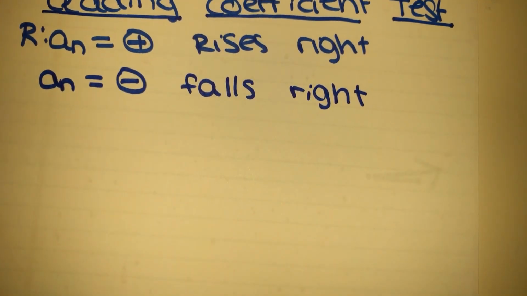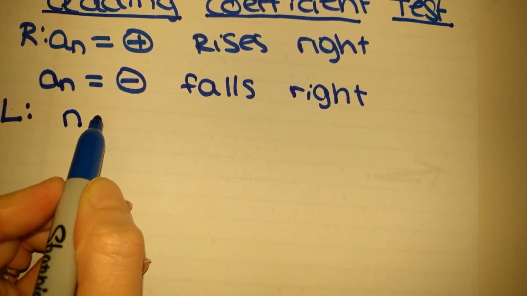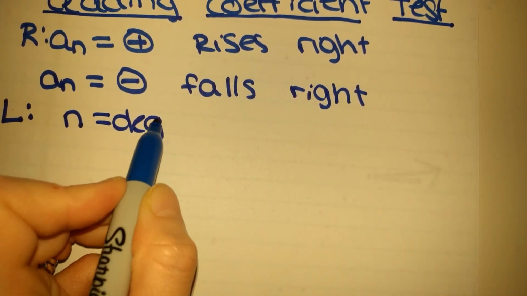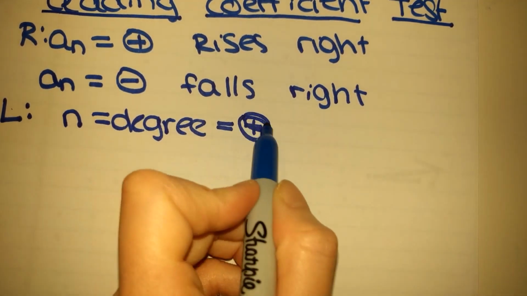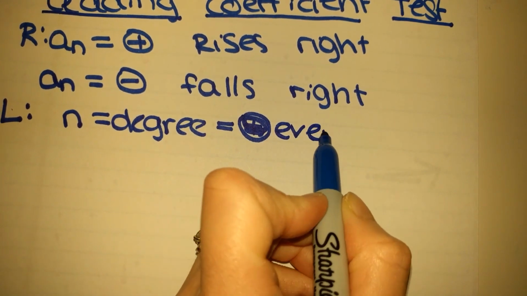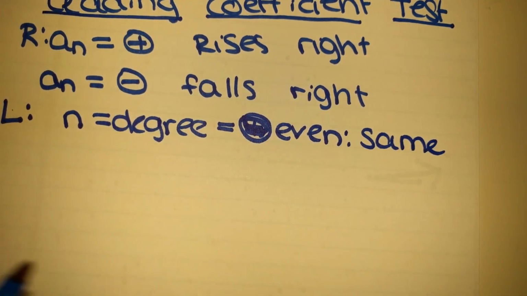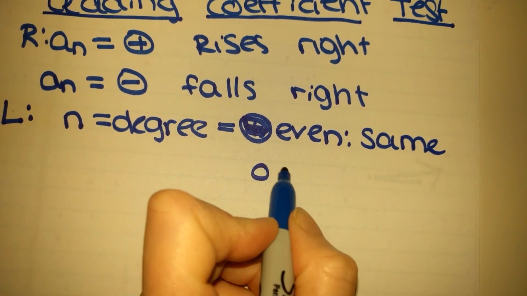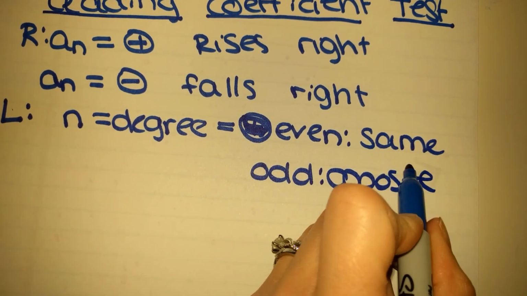And then from there, we can use the left-hand side to be determined by N. So N, again, is our degree, our exponent. And if our degree is even, then it's going to be the same behavior on the left-hand side as on the right. And if it is odd, then it's going to be the opposite behavior on the left-hand side as what was happening on the right.